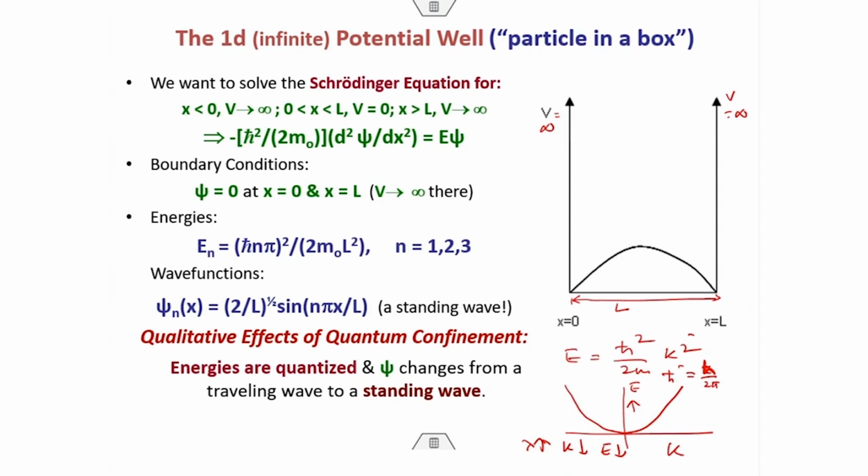So, once you know E n, then you can easily get the wave function, and the wave function is root of twice by L sine n pi x by L. This is nothing but a standing wave, right. So, energies are required to be quantized by the value of n, and psi changes from a travelling wave to a standing wave. That is what is taught to you in your class 12 or maybe in the first year of your physics in the basic level of engineering or science, right.